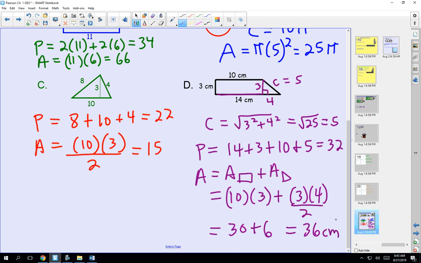square centimeters. And up here we have 32 centimeters. There are actually units on this one. So 32 centimeters for the perimeter and 36 square centimeters for the area. So that's telling you how many little 1 by 1 square centimeters would fit in that shape if it had those dimensions.